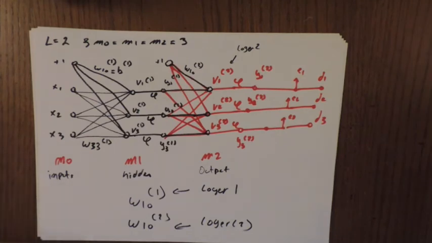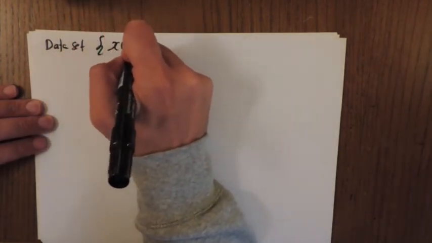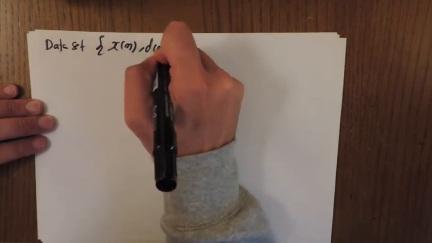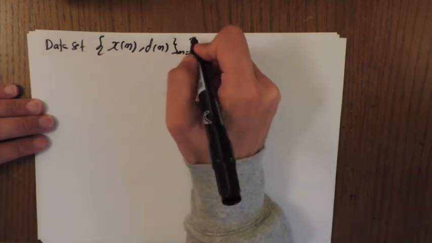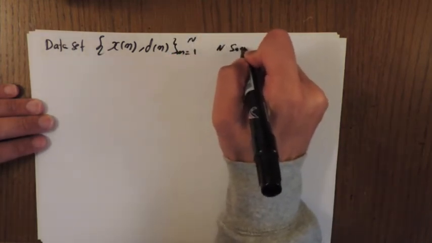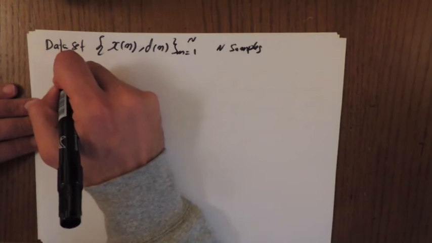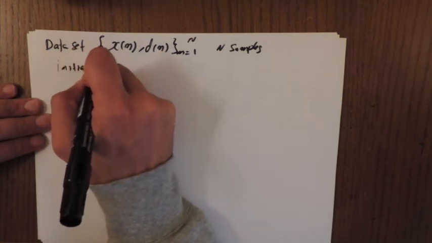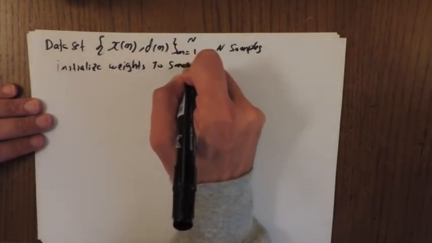So if you go ahead and check what the algorithm will be in this case, of course we present it and it's going to cycle through our different data sets. So the data set is as follows. We have x of n and d of n, where n goes from 1 to N samples. So here we have N samples. Okay, so we can initialize weights to small random values.